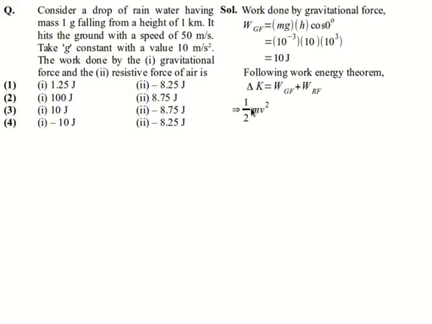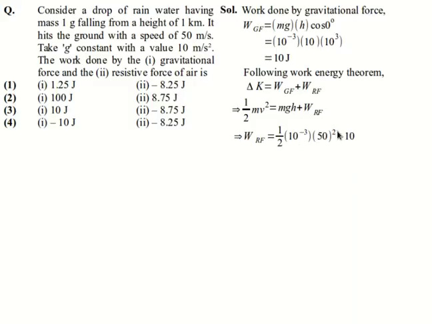So change in kinetic energy is half mv square minus 0. Initially there was no kinetic energy with the drop, so this is equal to mgh plus the work done by resistive force. mgh we have already calculated as 10 joule, so that means work done by this resistive force of air will be equal to half into mass m, which is 10 to the power minus 3, into v square. Velocity is mentioned here 50 meter per second, so 50 square, minus mgh, which we had calculated as 10.